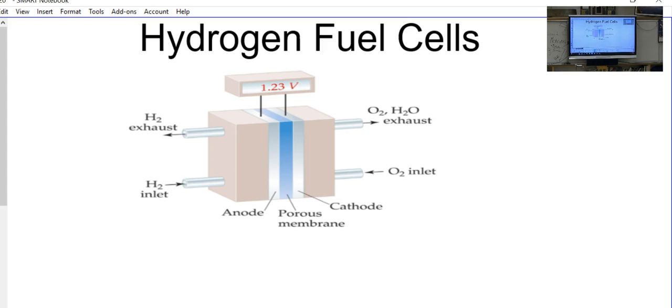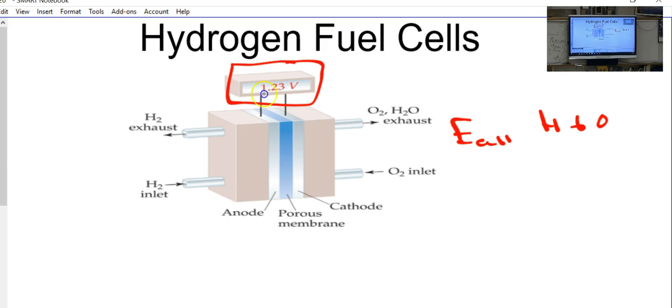All right, then a hydrogen fuel cell. Ten years ago, these were going to change the world, and maybe they eventually still will. But you take hydrogen, you take oxygen, and you keep them separate, and then you let them react. As that reaction happens, an electron has to be transferred from H to O, and we can use that for work. Each individual one gives you 1.23 volts. Any ideas where that came from? That came from E of the cell for H and O. This is the voltage you can get.